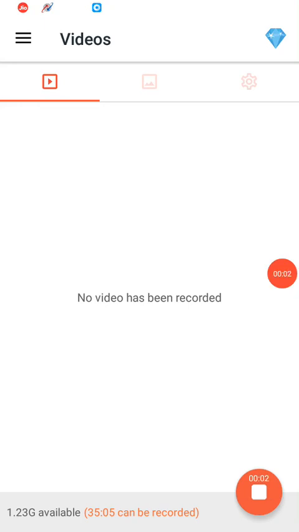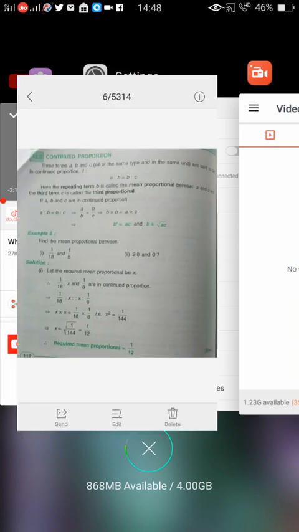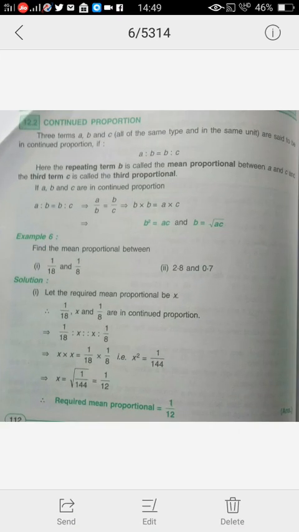Hello children, we have to study the new topic. The name of the new topic is continued proportion. See now, the continued proportional having the three terms a, b and c. When a as to b is equal to b as to c, then it is known as the continued proportional.